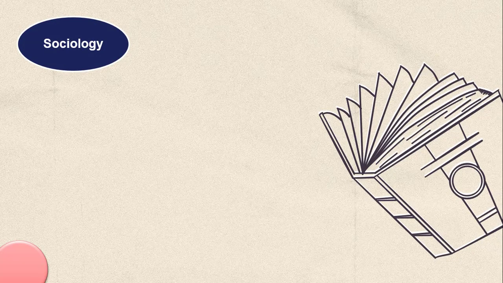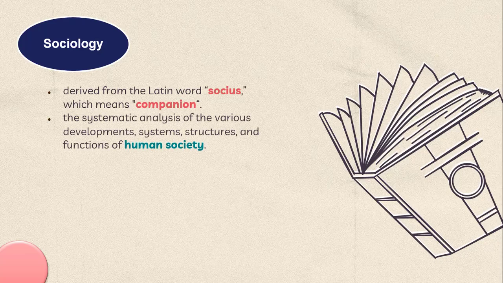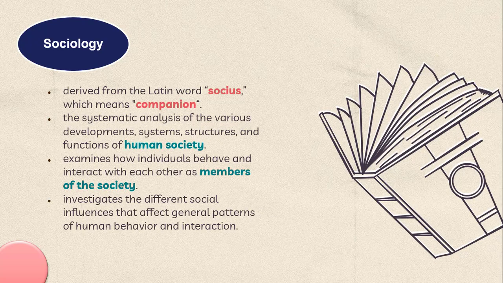Sociology. Sociology is derived from the Latin word socius, which means companion, and logos, which means study of. Sociology is the systematic analysis of the various developments, systems, structures, and functions of human society. It examines how individuals behave and interact with each other as members of the society and investigates the different social influences that affect general human behavior and interaction.